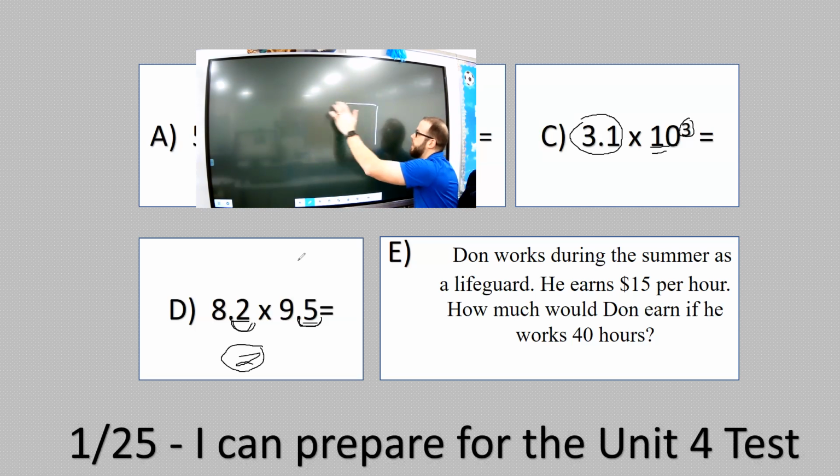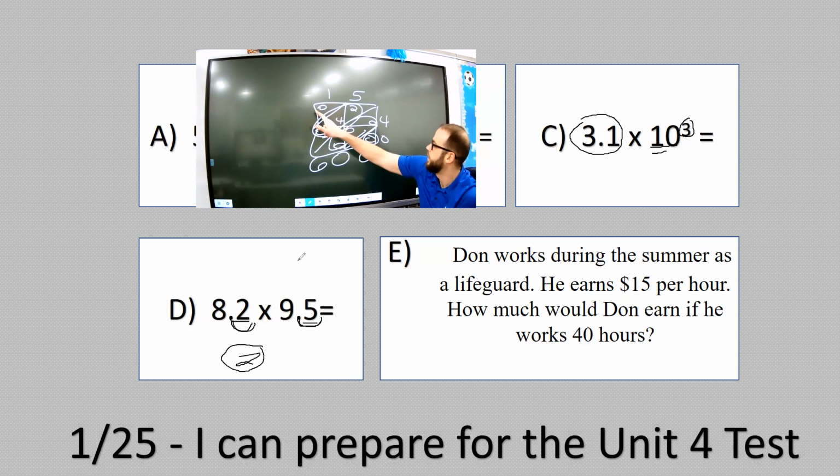You can always go back to 15 times 40. 5 times 4 is 20. 5 times nothing is nothing. 4 times 1 is 4. And 1 times nothing is nothing. The 0 falls down. The zeros fall down. The 6 falls down. And the 0 falls down.